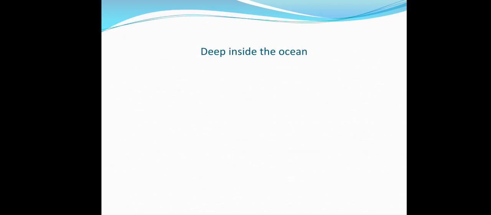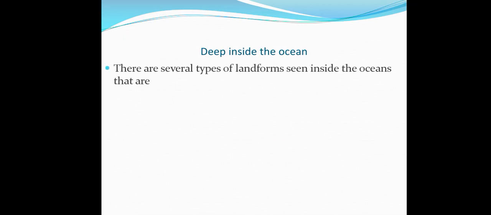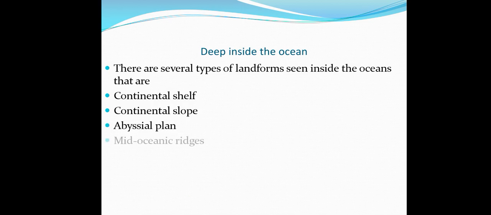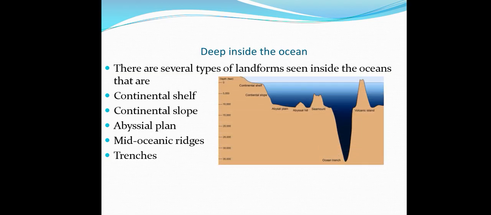Deep inside the ocean. What is there deep inside the ocean? Here we go. There are several types of landforms seen inside the ocean: the continental shelf, the first one, then the continental slope, abyssal plain, mid-oceanic ridge, trenches, and many more. Here you can see the picture of ocean configuration, or deep inside the ocean.